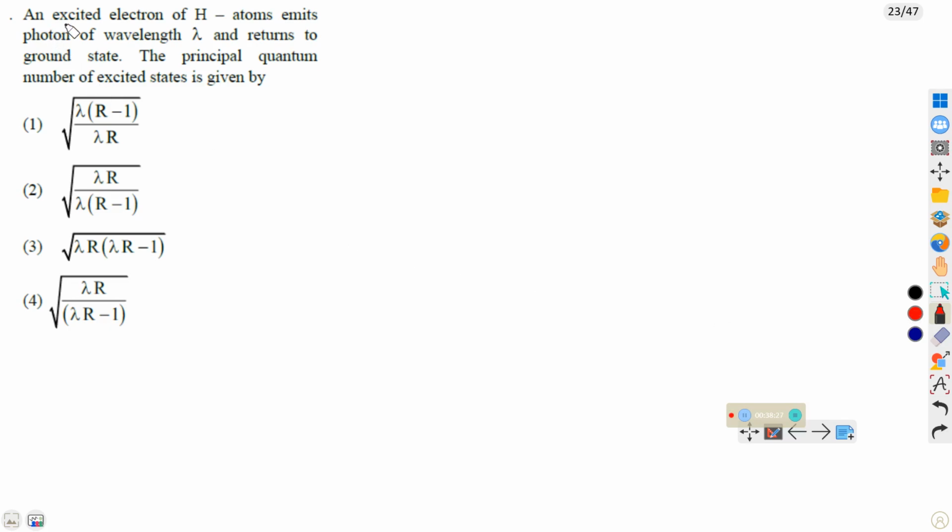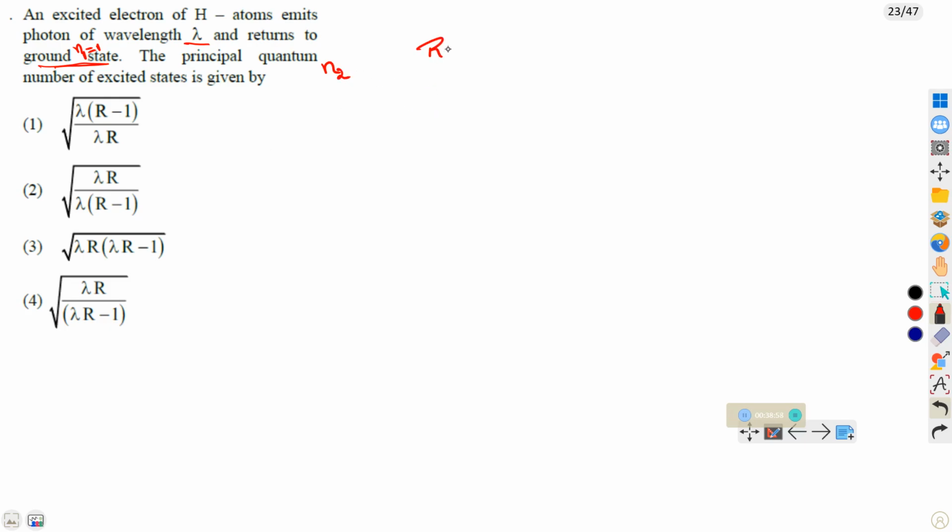An excited electron of hydrogen atom emits photon of wavelength lambda and returns to ground state. Returns to ground state means the value of n is equals to 1. The principal quantum number of excited state is given by... Calculate the principal quantum number. Principal quantum number means nothing but n only. This is taken as n1 value. This is taken as n2 value. Calculate the value of n2.